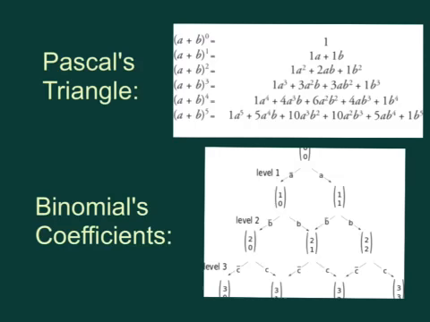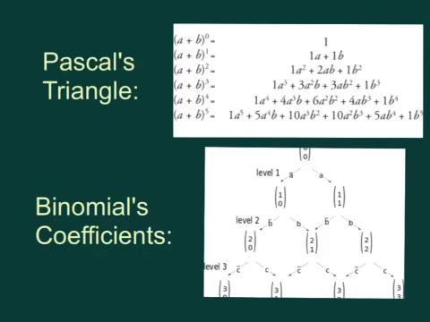In the binomial coefficients, we have the same thing, but here we see these brackets, so it's the same as the pyramid. For example, 0 choose 0 is the same as 1; 1 choose 0 and 1 choose 1 are the same as 1 and 1; 2 choose 0 is 1, 2 choose 1 is 2, and 2 choose 2 is 1. And in the last one, 3 choose 0 is 1, 3 choose 1 is 3, 3 choose 2 is 3, and 3 choose 3 is 1.